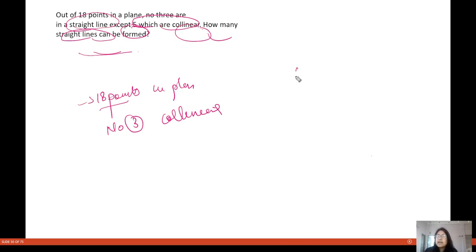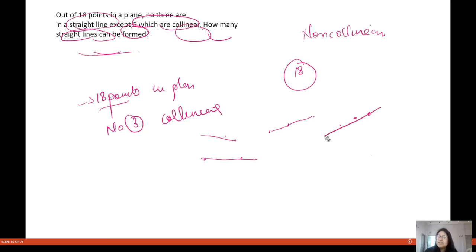So there are 18 points. If all of them are non-collinear, that means no 3 points lie on the same line. See, any 2 points can lie on the same line; we can draw a line through any 2 points. But if 3 points lie on the same line, we say that these 3 points are collinear.